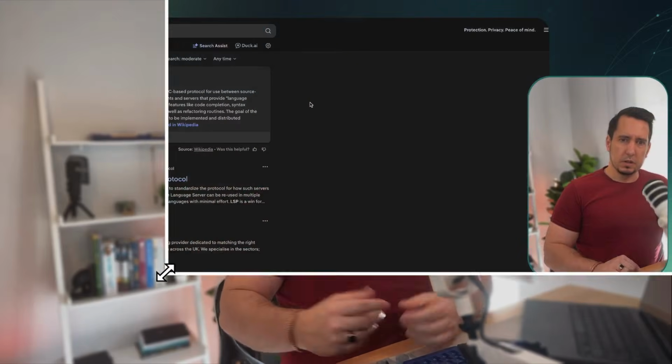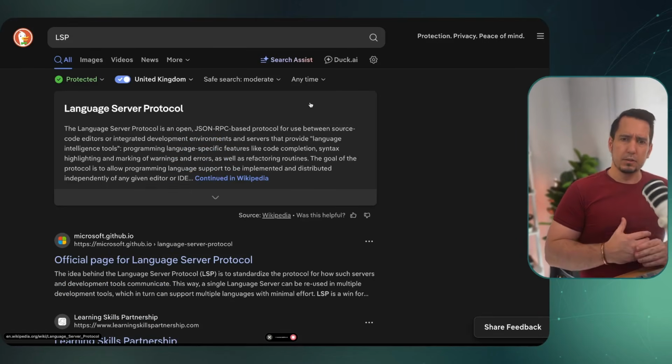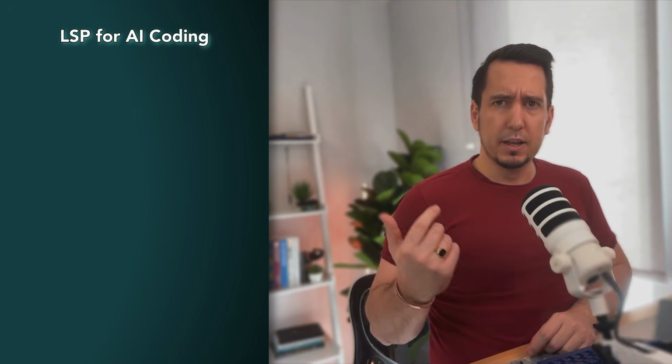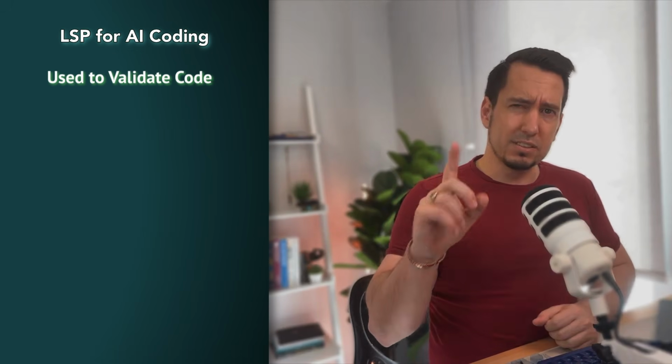And what is an LSP? An LSP is a language server protocol. So how does that language actually work under the hood? What's the syntax? The main thing to know about why LSPs are so important is you can use LSPs with AI tooling to understand if the code is even working before it's even run. And this is the most important thing.